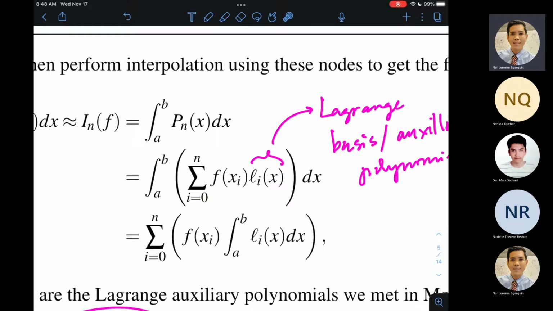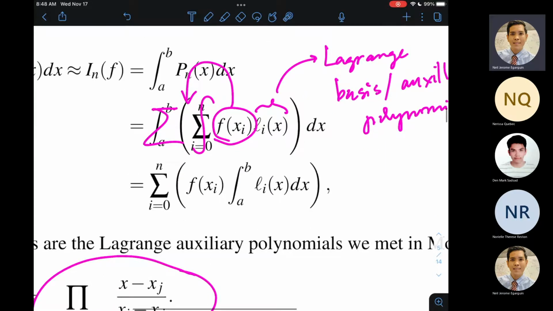And then now, we have a summation inside an integral. Now, the summation is finite. It will just have n plus 1 terms. So, by the linearity of the integral operator, pwede kong pagpalitan yung order nung integral at saka nung summation. So, magpapalit lang sila. Mauna kong gawin yung integral, tapos susundan ko siya ng summation. Okay? Tapos, etong f of x sub i, constant naman yan, right? It's a function value, walang x involved kay f of x sub i. Pwede ko siyang ilabas ng integral. Okay? And what we'll get is this line.